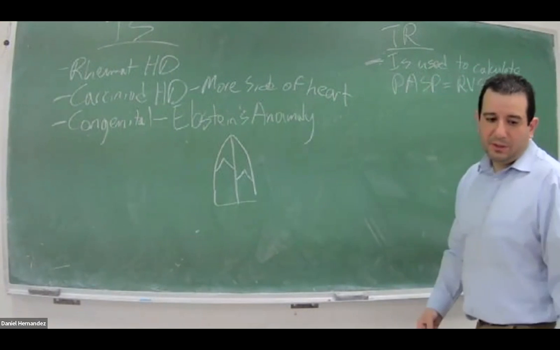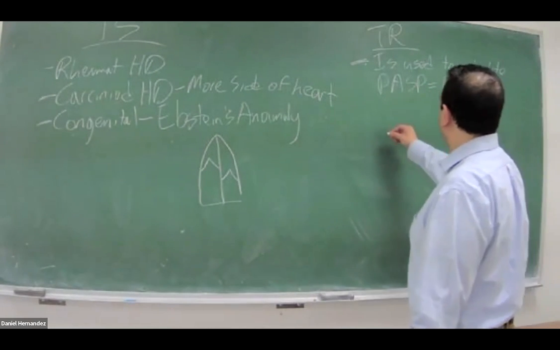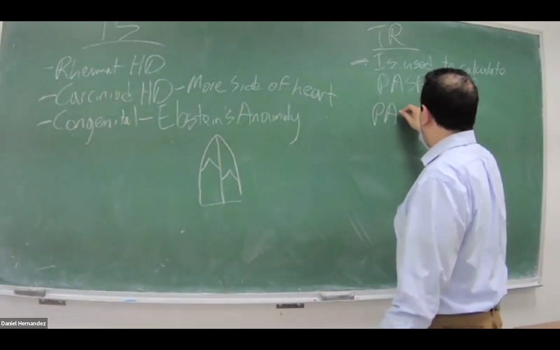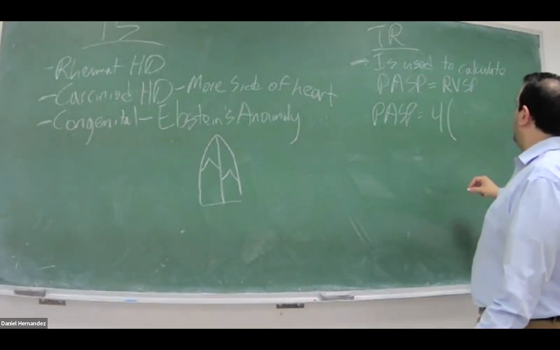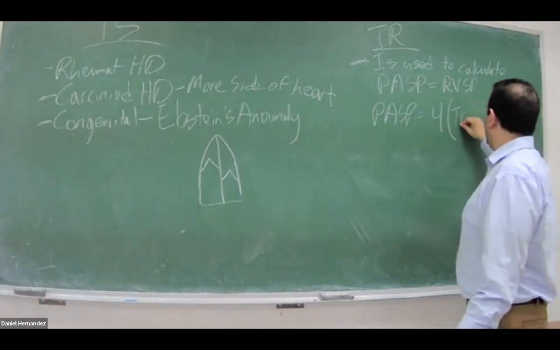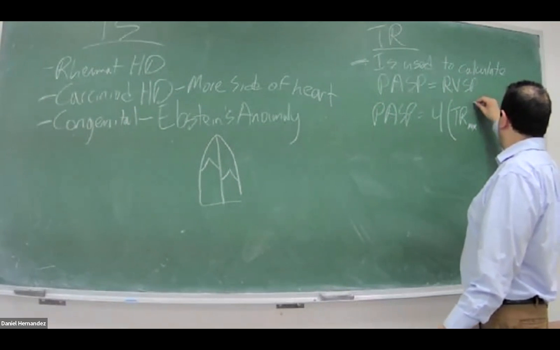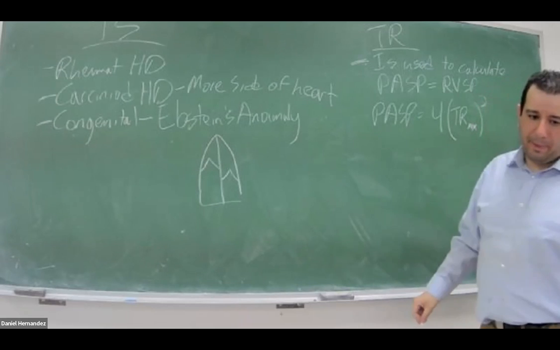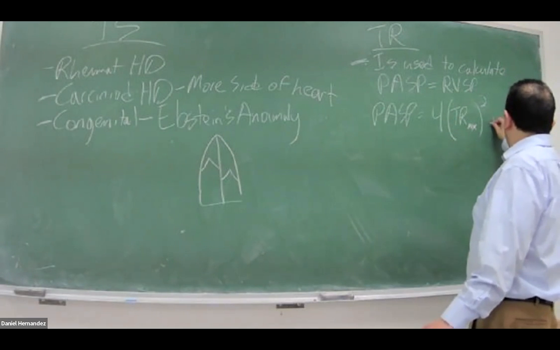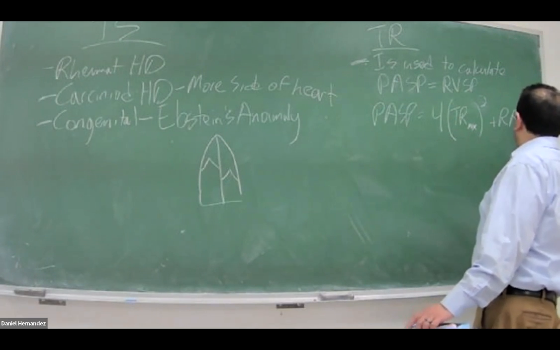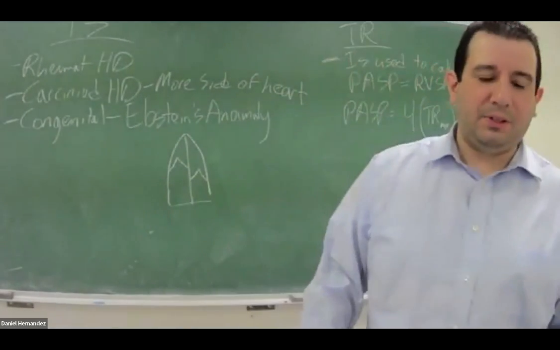So the equation that we use to calculate our pulmonary artery pressures: PA systolic pressure equals 4 times TR max squared, plus our right atrial pressure. That right atrial pressure we estimate by assessing the inferior vena cava for dilatation and collapse.